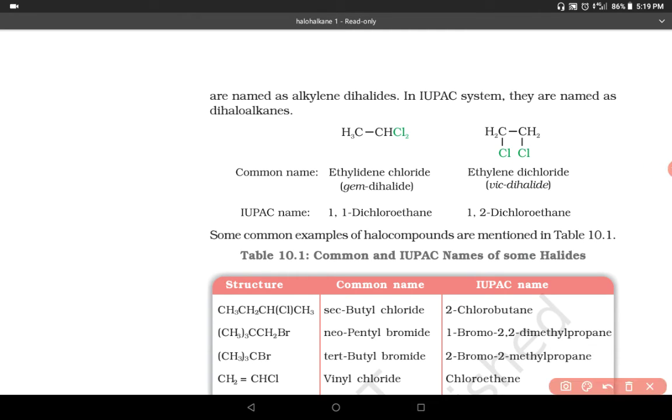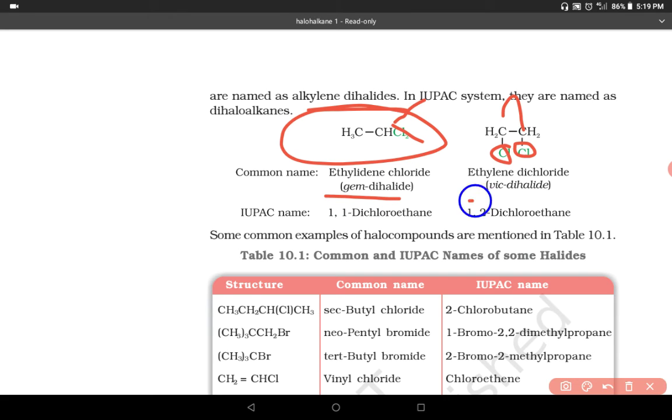In vicinal halide, the halogen atoms are attached to two different carbons, but in geminal halide, the two halogens are attached to the same carbon. Then it is called geminal halide. When they are attached to different carbons, it is called vicinal halide. So we already learned about the IUPAC naming and the numbers.